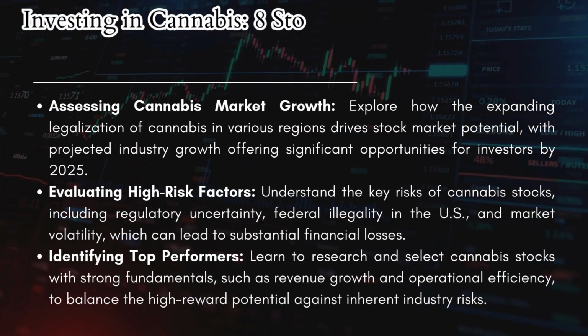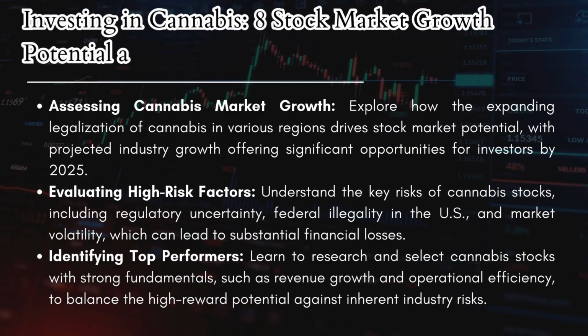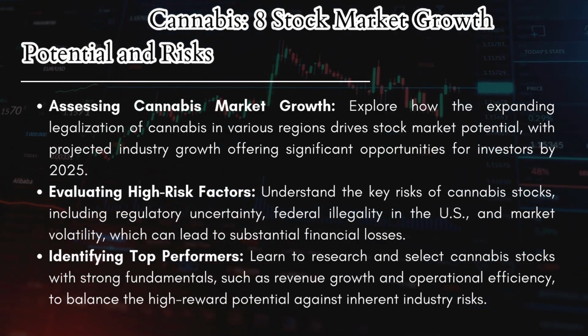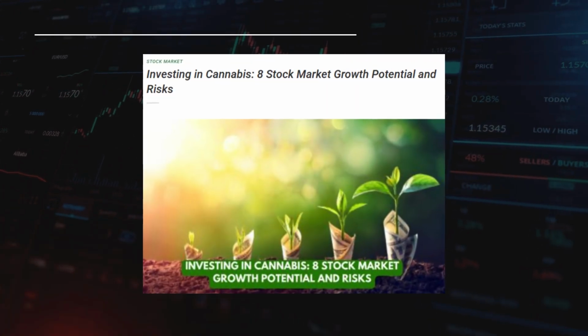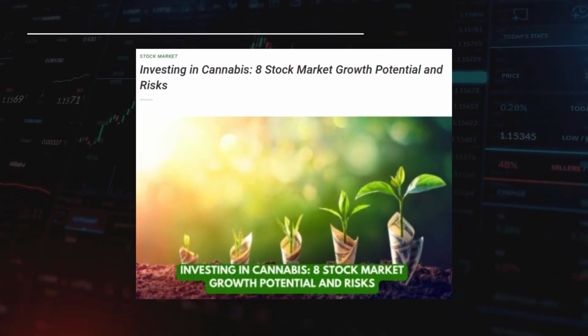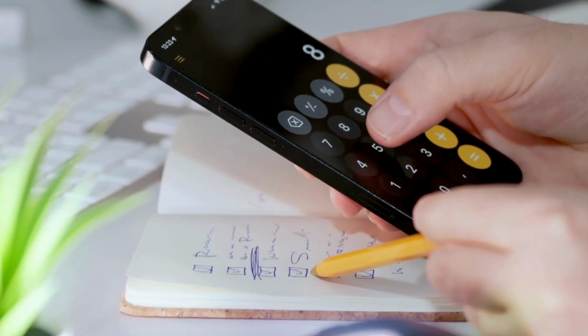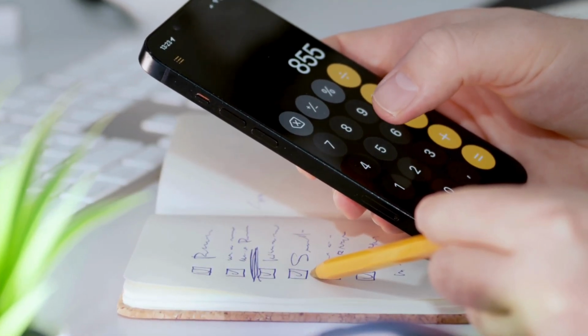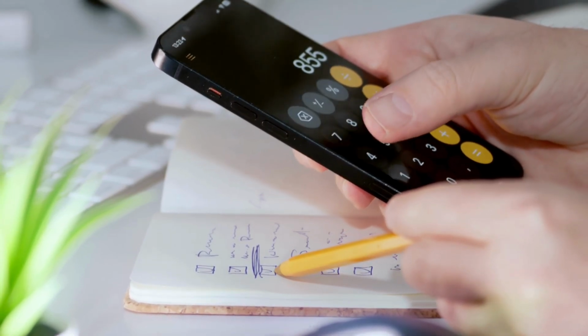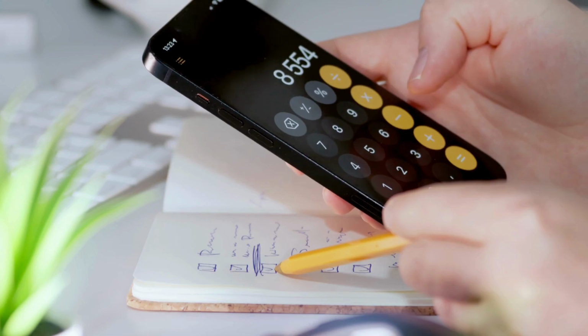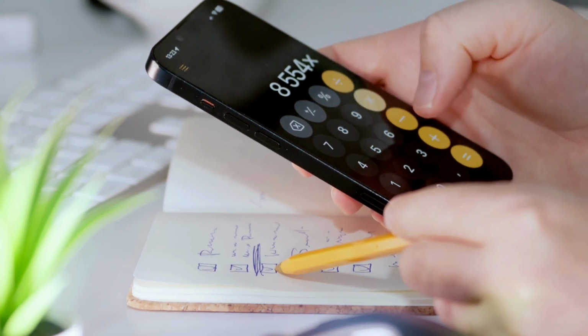25. Investing in cannabis stocks: market growth potential and risks. Here you will learn assessing cannabis market growth. Explore how the expanding legalization of cannabis in various regions drives stock market potential, with projected industry growth offering significant opportunities for investors by 2025.